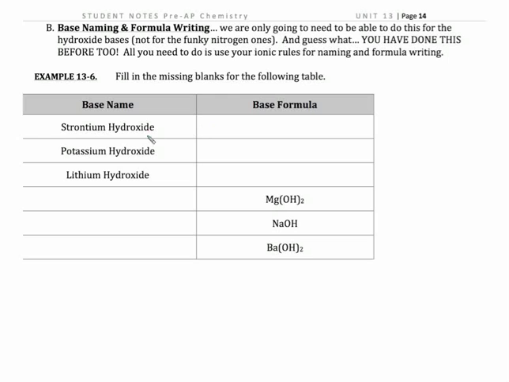Okay, bases are pretty straightforward. Strontium hydroxide, go ahead and write your cation and anion. Strontium's +2, hydroxide's -1. The lowest common multiple is 2, so I need 2 hydroxides for the 1 strontium, or 2 negatives to balance out that 2 positive. Potassium's +1, hydroxide's -1, same charge, pop those puppies together and you have charge balance.